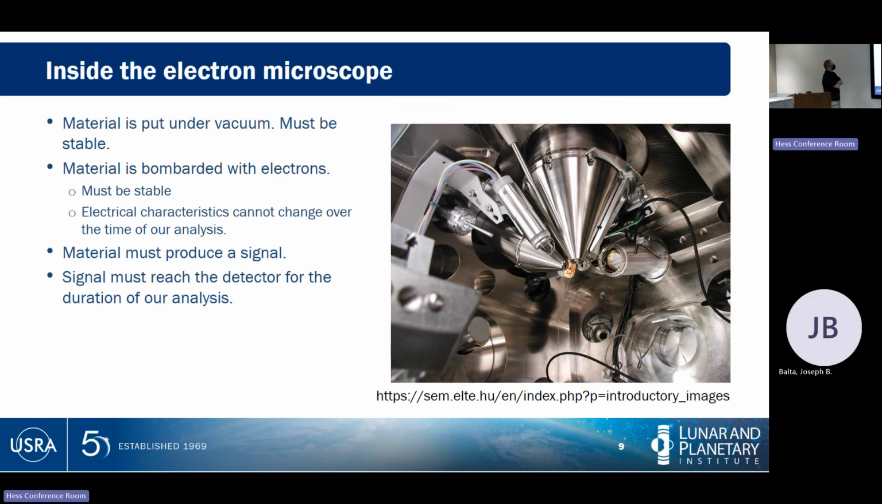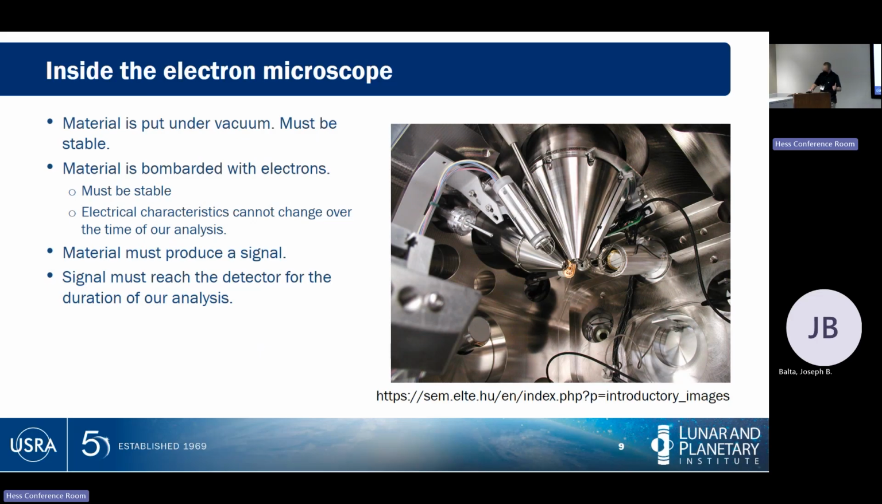Now, once we're in the electron microscope, we get to the next step. We fit our sample inside. We need the material to be stable under vacuum, to respond the way we want when we bombard it with electrons, to produce a signal, and have that signal be able to reach the detector. So here is a secondary electron detector. Here's a BSE detector right built into there. Here's a couple of other detectors off axis. This one is almost certainly the position of the X-ray detector.